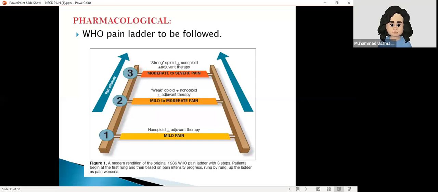If the patient is having mild to moderate pain or if the pain is not settling with the non-opioid, we move towards the weak opioid that can be used in combination with the non-opioid or the adjuvant therapy. And if the patient is having moderate to severe pain, we move on to the third step. The third step is using the strong opioid with non-opioid plus minus adjuvant therapy.